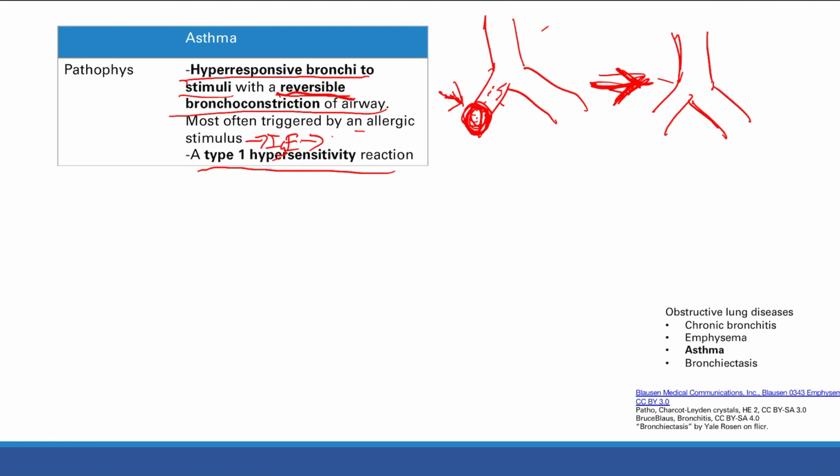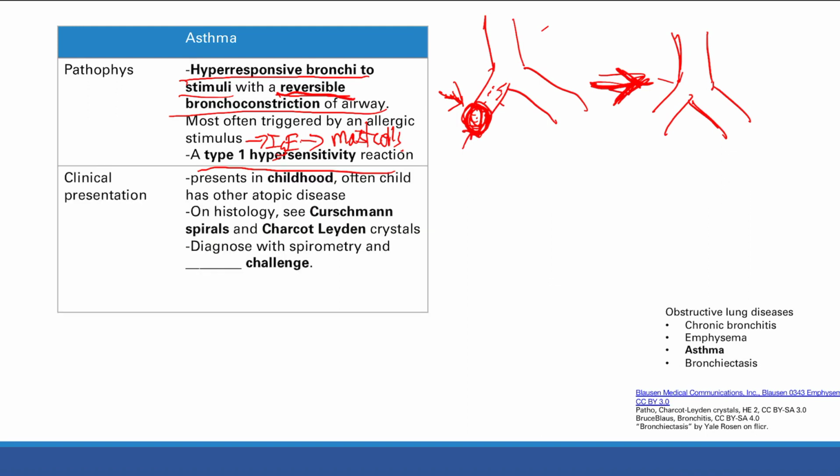IgE activates mast cells, and mast cells will release inflammatory substances, and those inflammatory substances are going to cause this bronchial constriction, okay? So, how does this present? You're very familiar with asthma. It's very easy. The key thing here is it's going to be in childhood usually. Often, not every time, but usually. Okay, and often this kid has other atopic diseases.